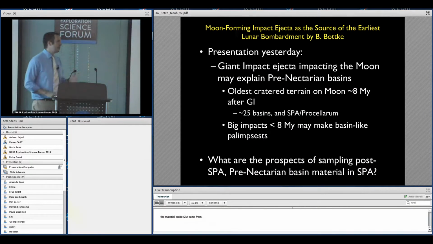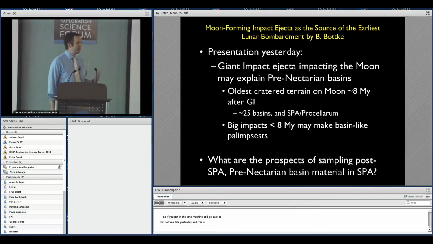So if you get in your time machine and go back to Bill Bodke's talk yesterday, this is really what got me thinking about what is the record of some of the oldest basins remaining in SPA. Bill presented a hypothesis about the giant impact ejecta reaccreting and forming pre-Nectarian age basins on the moon, and that there may be a record of a very narrow window of bombardment, about 8 million years, immediately following the giant impact. And so the question that I came up with after that, as well as any record of that remaining within SPA, if samples come back from SPA sometime in the near future, we hope, would we be able to determine some sort of early cratering flux right after SPA formed? And so what I set out doing is addressing the question of what could we possibly sample from this very early impact cratering record immediately following the formation of SPA.